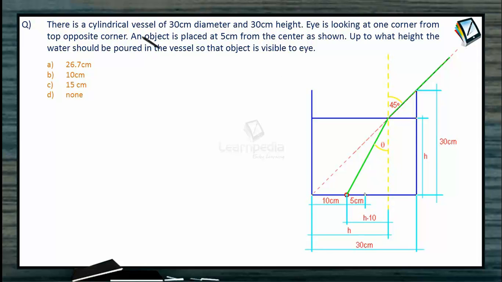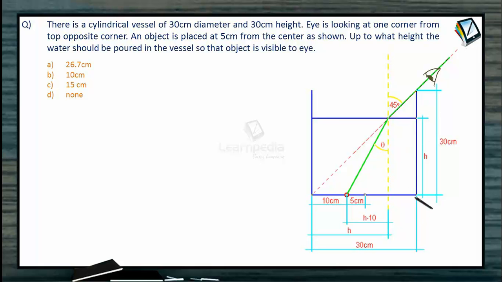There is a cylindrical vessel of 30 centimeter diameter and 30 centimeter height. This is a cylindrical vessel. 30 centimeter is the height of the vessel and 30 centimeter is the diameter. The eye is looking at one corner from the top opposite corner. Means the eyes are basically looking towards one corner of the vessel from the top opposite corner.